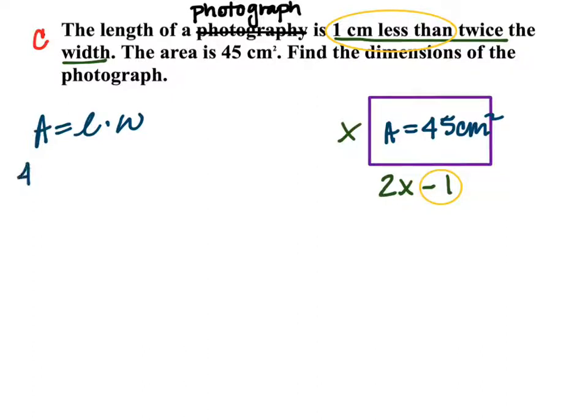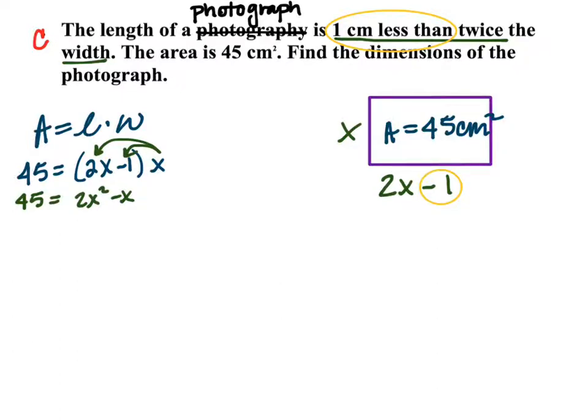And we know the area to be 45 and the length to be 2x minus 1 and the width to be that x. Now I'm going to use a distributive property like I have been to simplify and then solve using zero product property. So this tells me 45 is equal to 2x squared minus x.